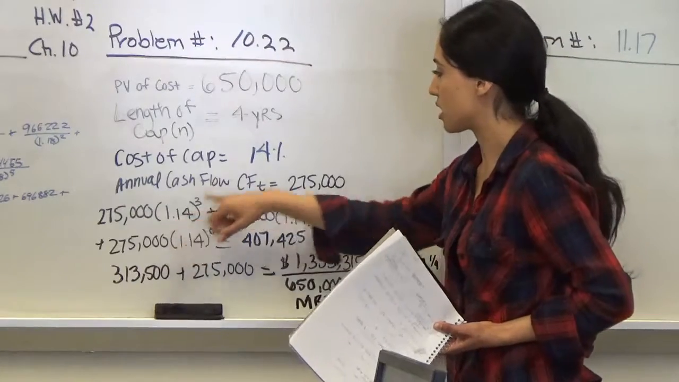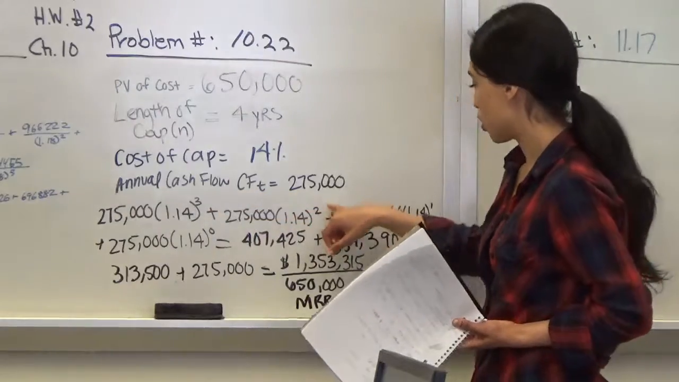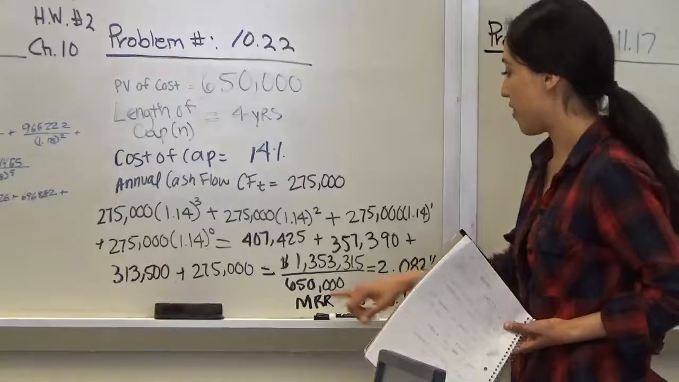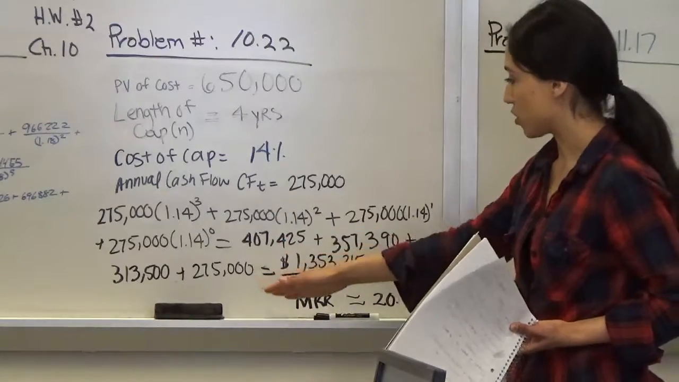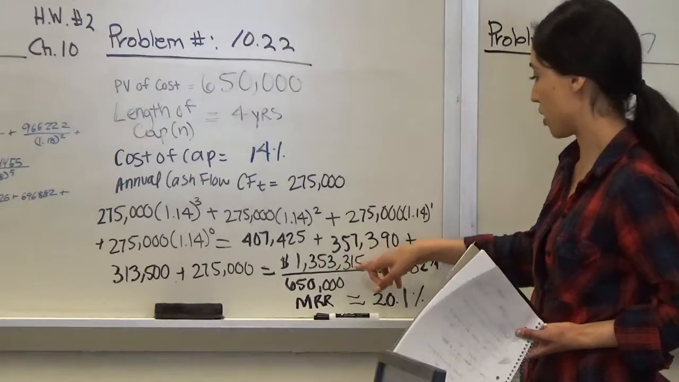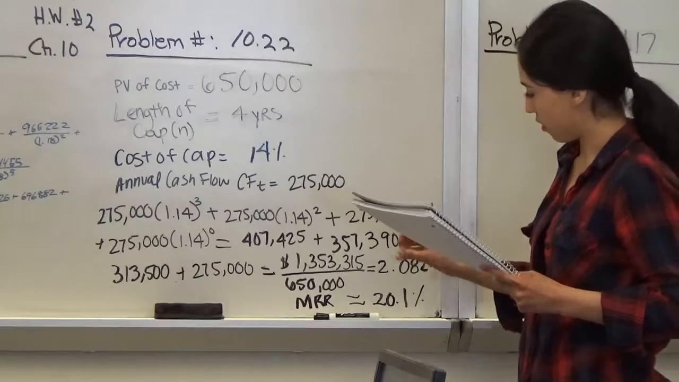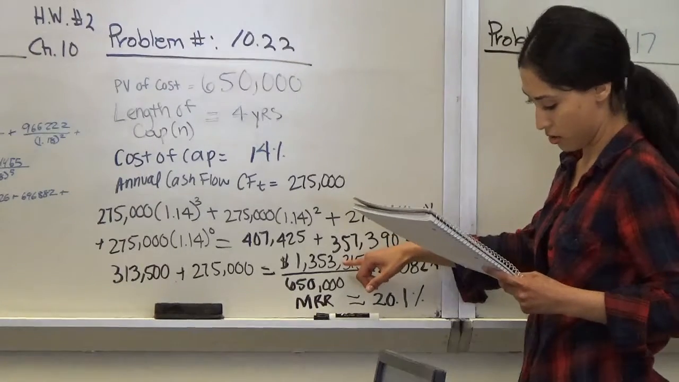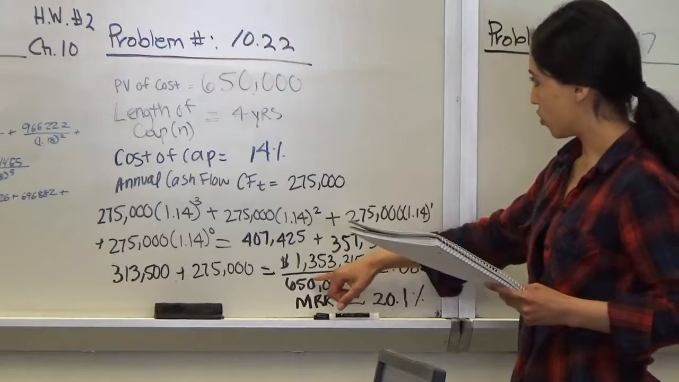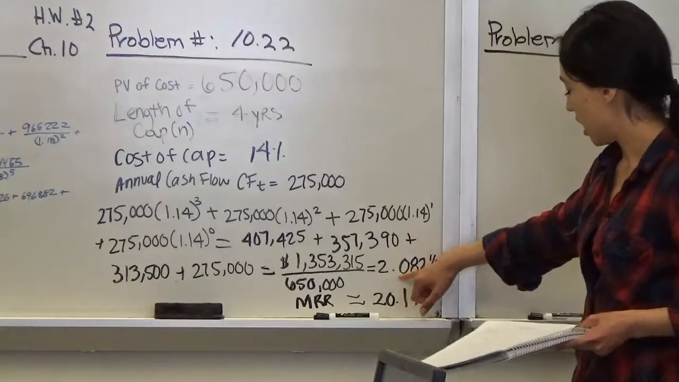We add 1 plus the cost of capital, and we calculate it to the power of 3, 2, and 1, and also 0, which is just this. And that gives us all these individual answers, which gives us a total of 1,353,315. And then that, which is the answer of that over the PV cost, gives us a decimal.